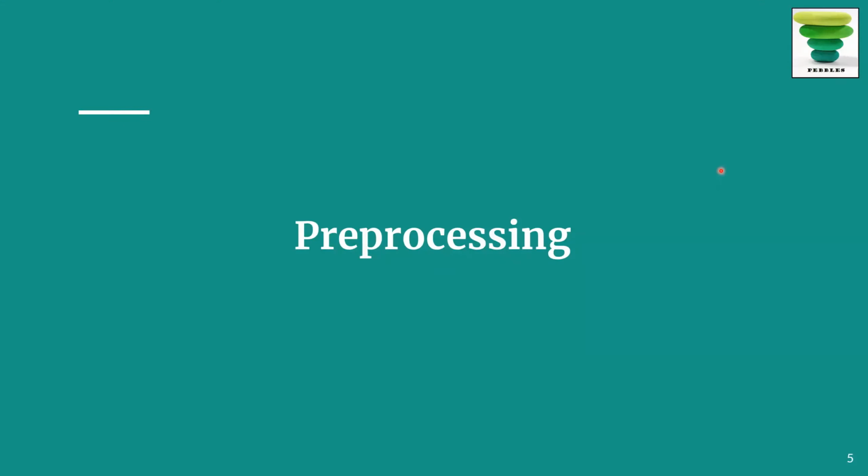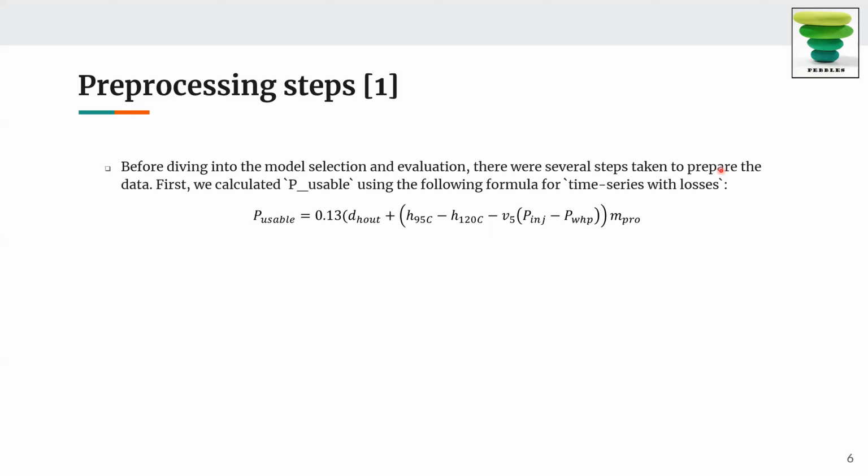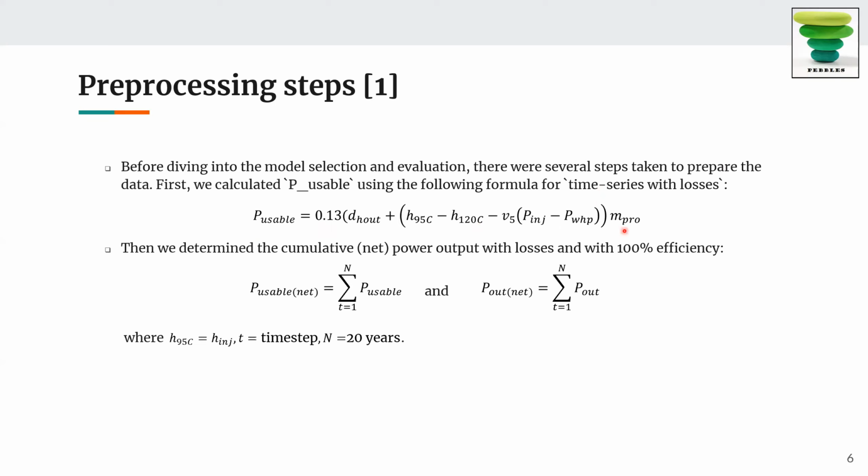Moving on to preprocessing. A number of steps were taken in order to transform the time series data into a usable format for us to create the machine learning models. So we used the objective function provided to us, and then we determined the cumulative net power, P usable and P out, with the 100% efficiency. Here, enthalpy at 95 degrees corresponds to the output result from the model. T stands for the time step, and N corresponds to the cumulative of 20 years.